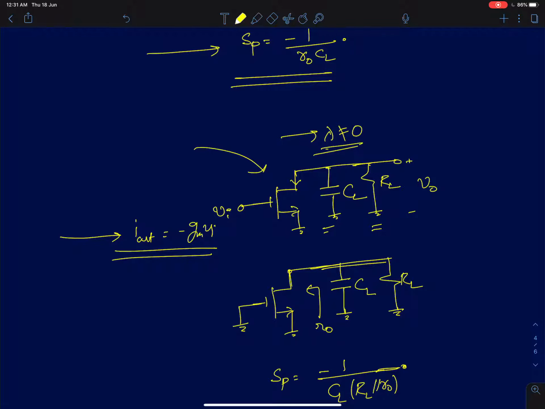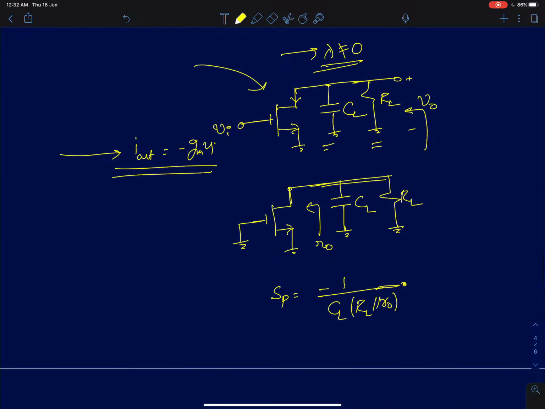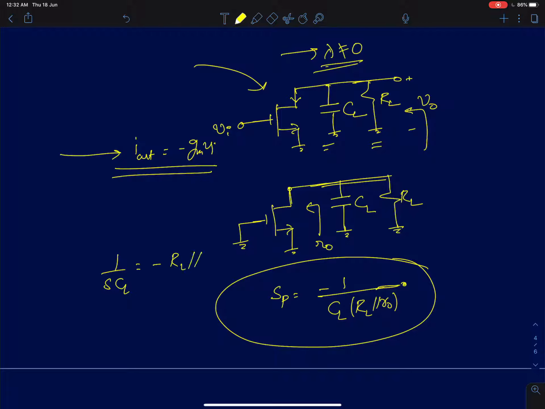So the total impedance seen at the output node, ZL parallel Zout, should be equal to infinity. Using that, we can directly show the pole will simply be 1 by SCL should be equal to minus of RL parallel R0. So if you use that condition, you will get the pole. And at that value, obviously your I out is not going to go to 0 because it's independent of frequency.